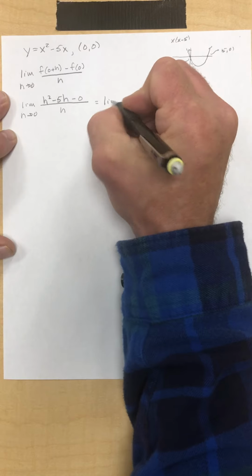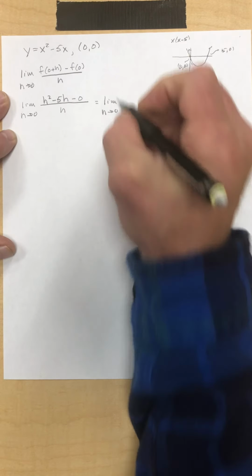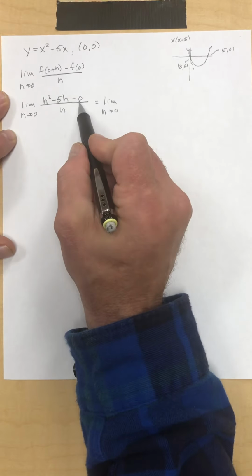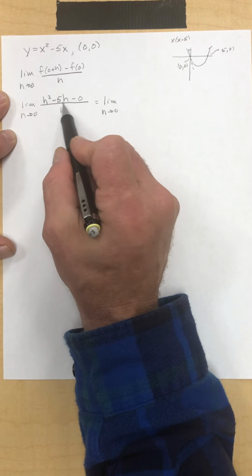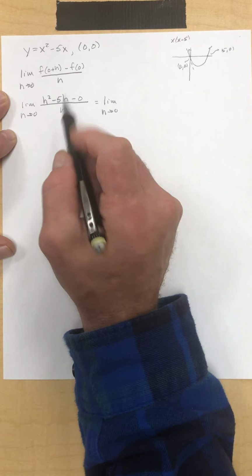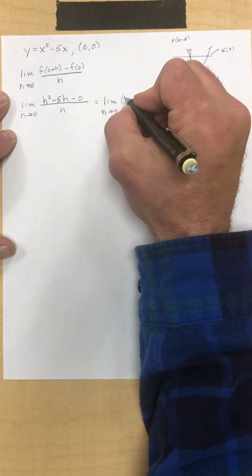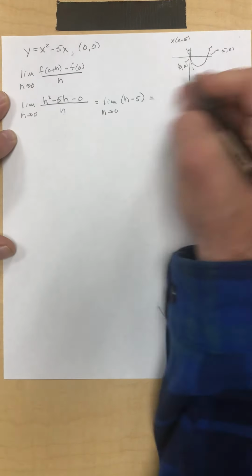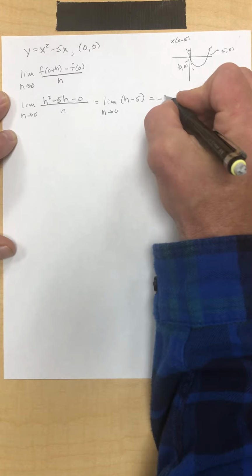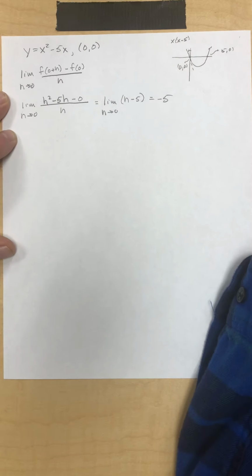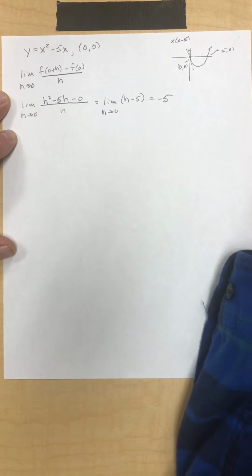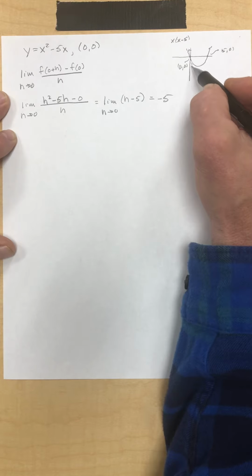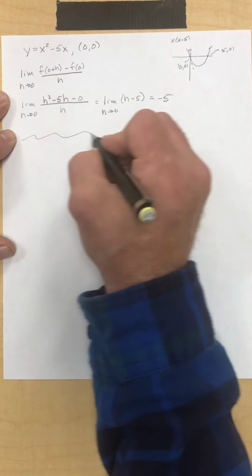So we get the limit as h approaches 0. Well, notice this 0 goes away, so I'm just left with h squared minus 5h over h, and then we divide out an h, so I'm going to get h minus 5. So as h goes to 0, I get a limit of negative 5. That means the slope of the tangent line is negative 5, which would make sense. We know it's going to be a decreasing line.